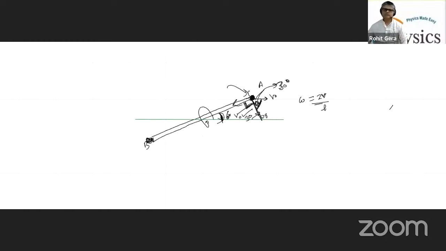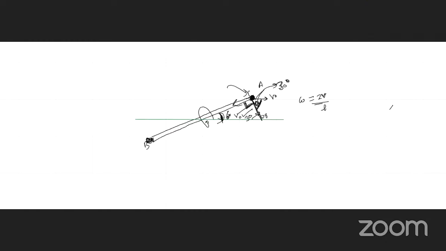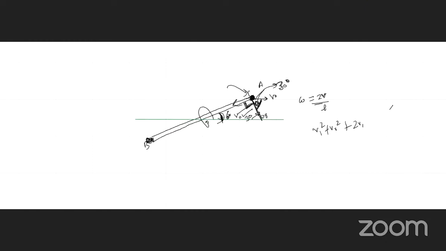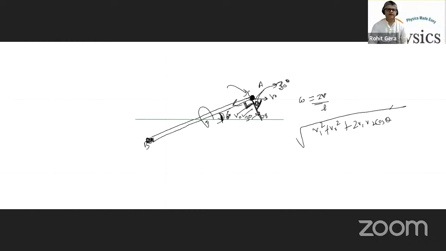Theta 30 means the angle between V naught and omega r. So now you know v1 square plus v2 square plus 2 v1 v2 cos of theta. This theta, which is the angle of inclination, is not the angle between the two vectors. It is different.